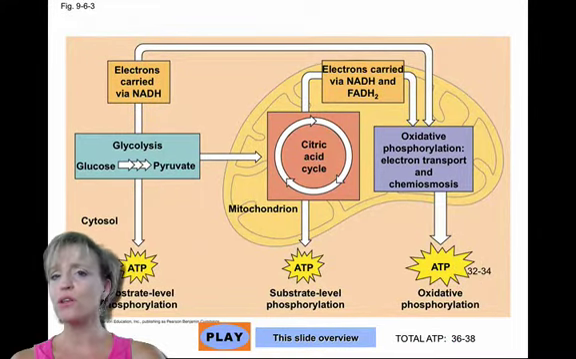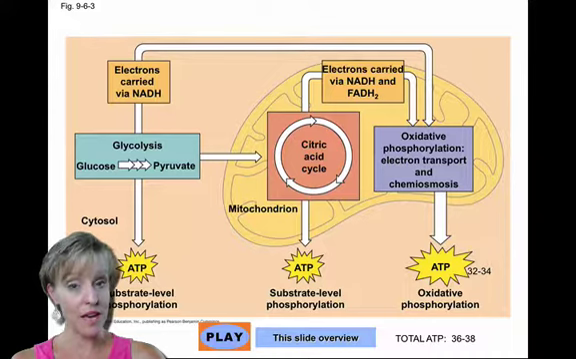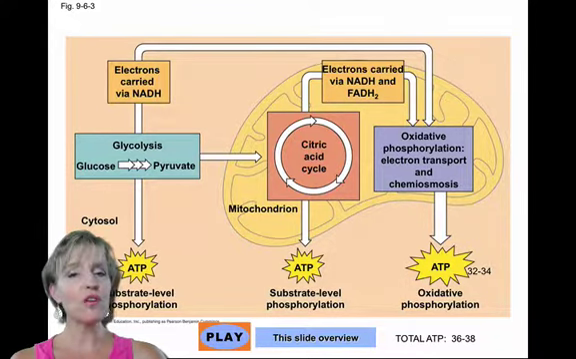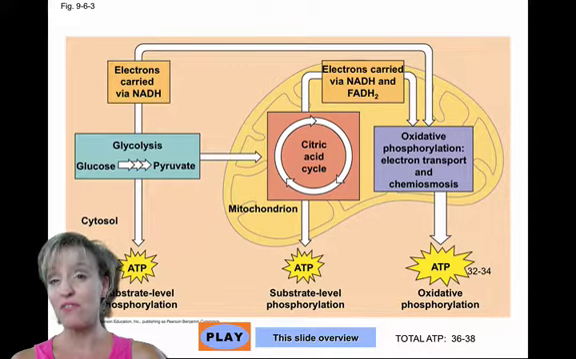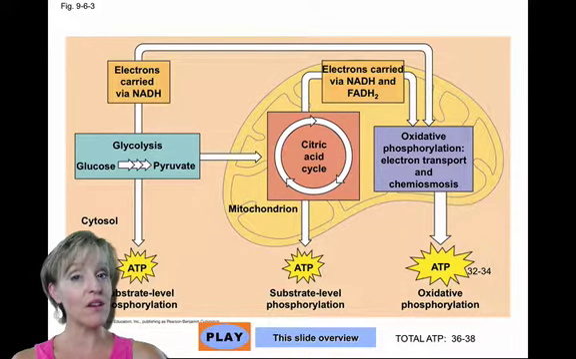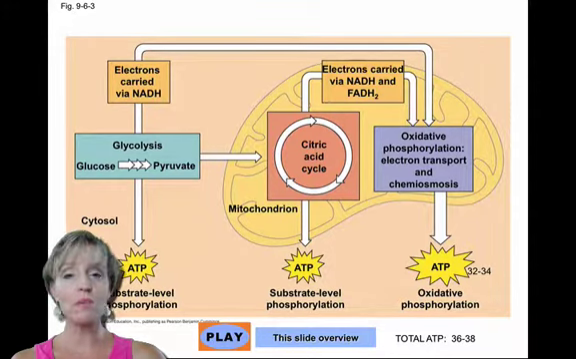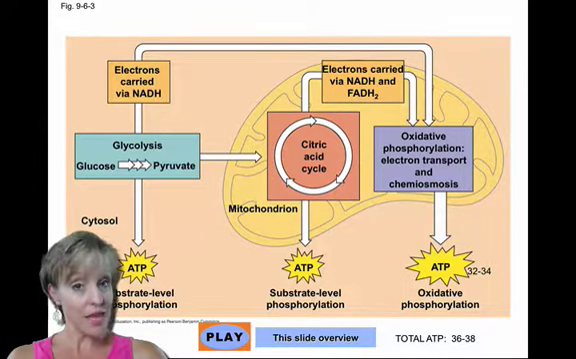Now, I'm not even going to go into chemiosmosis today, but notice what we have here at the bottom right. We get 32 to 34 ATPs out of the oxidative phosphorylation stage. What do we get out of the citric acid cycle? 2. What do we get out of glycolysis? 2. Altogether, we should reap somewhere between 36 and 38 ATPs. Okay, we will end there.